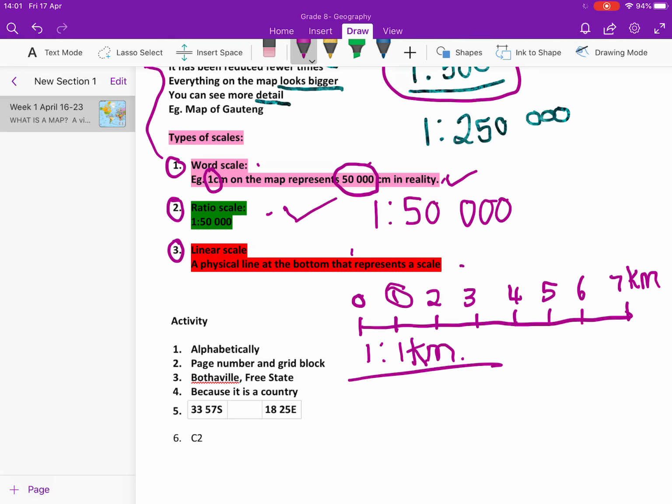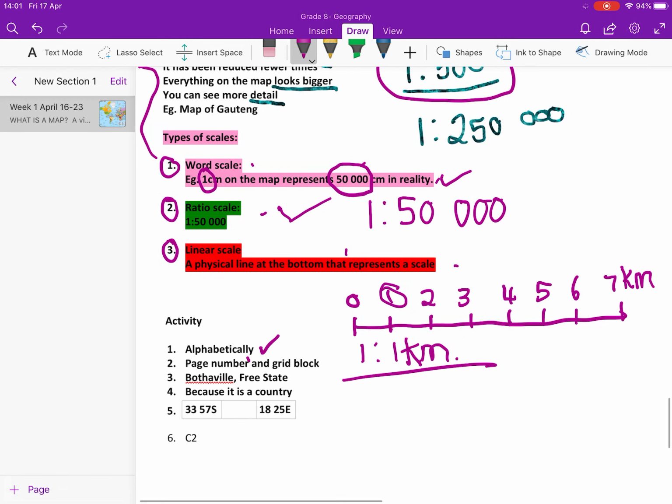Alright, now after discussing all of that, I want us to move back to the activity in the beginning when we look at an atlas. Question 1 says, how are the place names listed at the back of an atlas? It is listed alphabetically. Name 2 ways the index helps us to locate a place. We get a page number and we get a grid block, so it's easy for us to find a specific place. What is the place that can be found below Boston in the index? Look for yourself. You'll see that it's Bothaville.